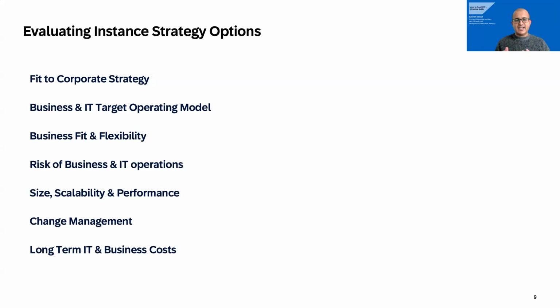What is the business fit and flexibility that an instance strategy provides? You might want a certain business to grow very fast, allowing them to run independently of a particular old legacy business. You need to factor that in and score that part. Then what is the risk to business and IT operation? You want always to minimize the risk to existing business and IT. How can you scale something that you have decided?